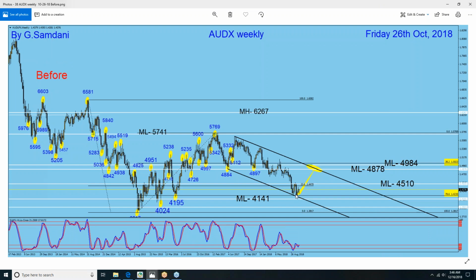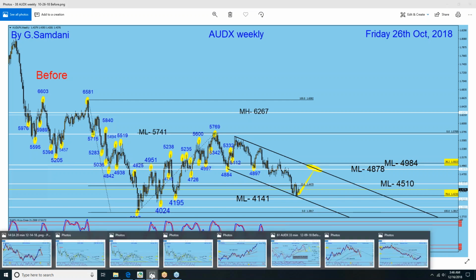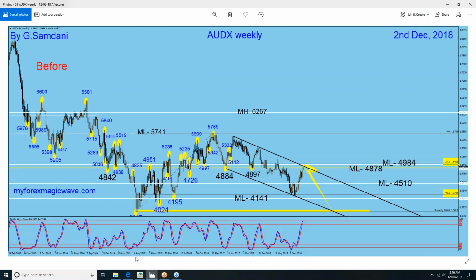So first of all, this is the chart I made on the 26th October. I've been tracking all along, but let me show you from this far back. So I'm supposed to go up here, and in doing that, the Aussie will be getting strong and sending Euro Aussie and Pound Aussie to the downside.